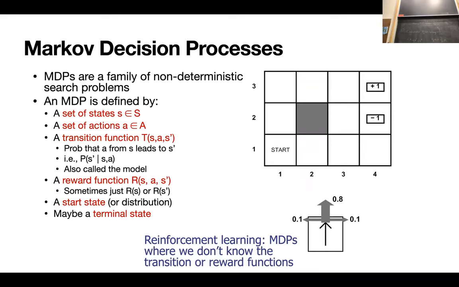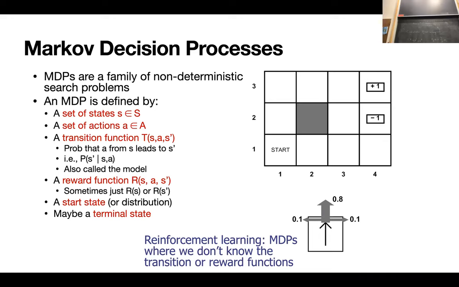And then we defined the set of states S, a set of actions, and a transition function T. A transition function T is basically a function that tells us that if we are in state S and take action A, we're going to end up in a new state S prime. More precisely, with what probability are we going to end up in state S prime, given that we started in state S and took action A? It's a probability function.